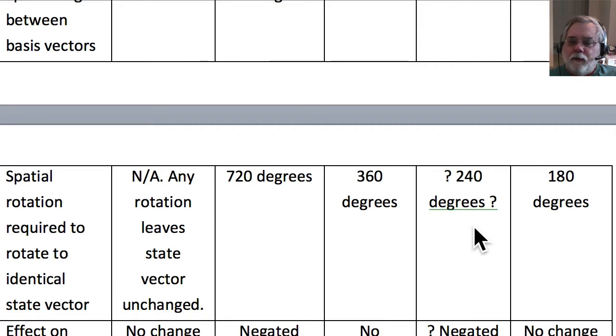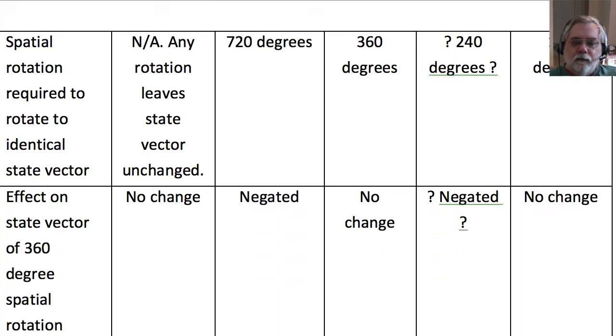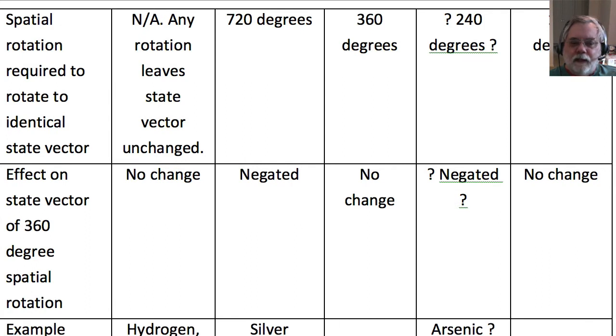For a spin 3 particle, I believe you rotate space by 240 degrees, but I couldn't find that listed in a book. And for a spin 2 particle, if you rotate space by 180 degrees, you get back the original state. So, what is the effect on a state vector of doing a 360 degree spatial rotation?